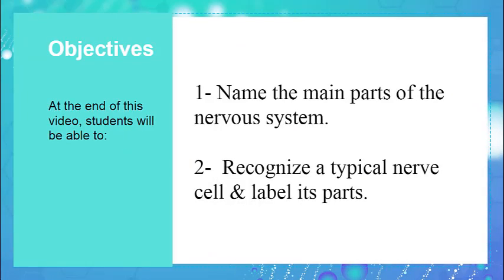At the end of this video, students will be able to name the main parts of the nervous system and recognize a typical nerve cell and label its parts.